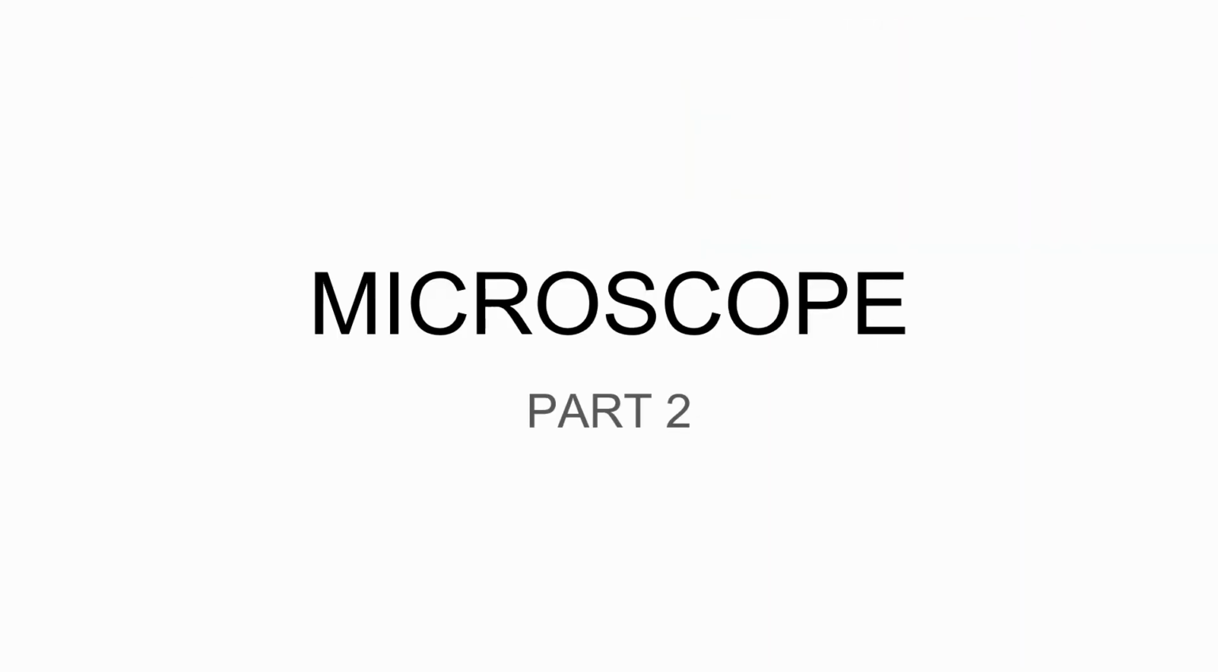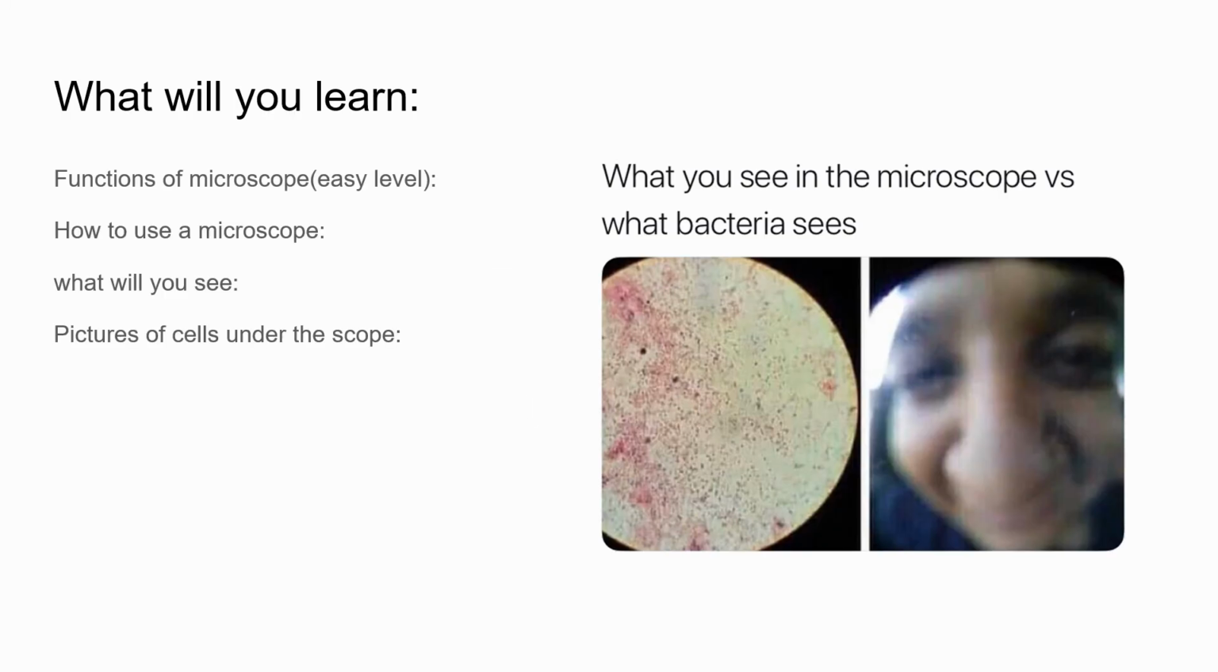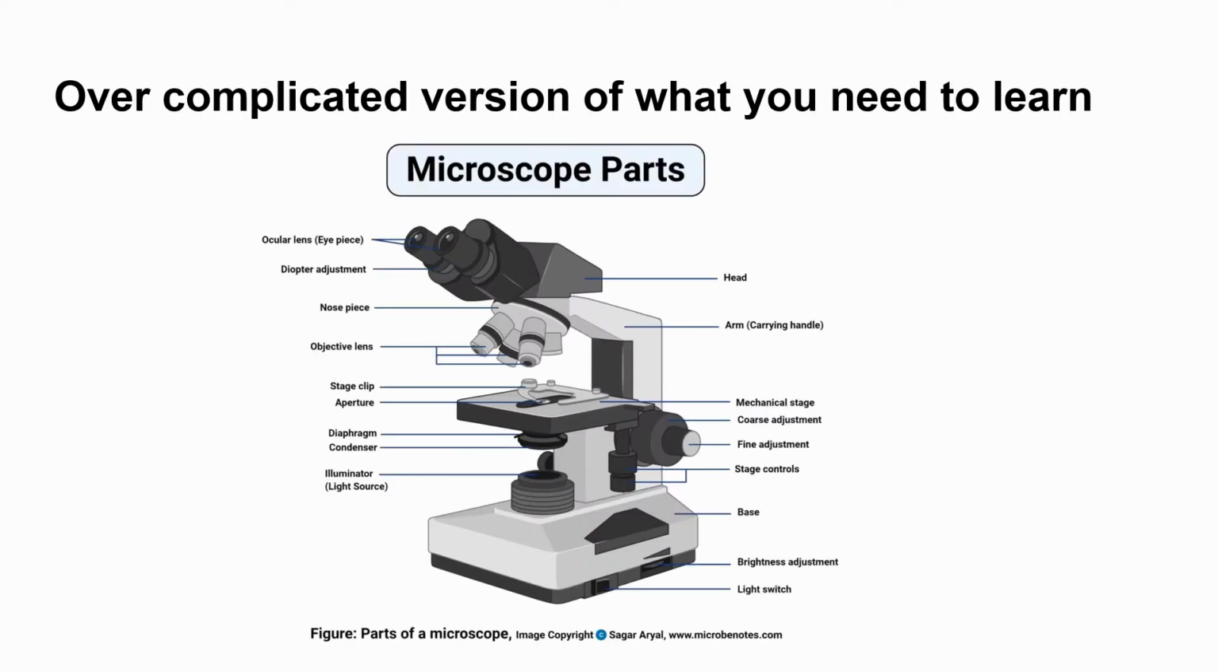Then let's move on to the microscope. We'll be covering the functions of the microscope, easy level, how to use a microscope, what you will see, and pictures of the animal cells and plant cells under the microscope. So this is an overcomplicated version of what you will need to learn. So there are the microscope parts. We have the eyepiece, the adjustment knobs, the nose piece, the objective lenses, the stage clip, etc. You can see it yourself.